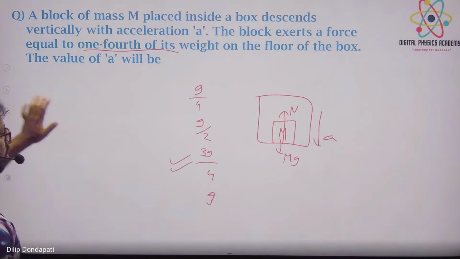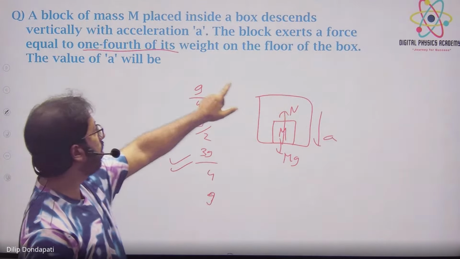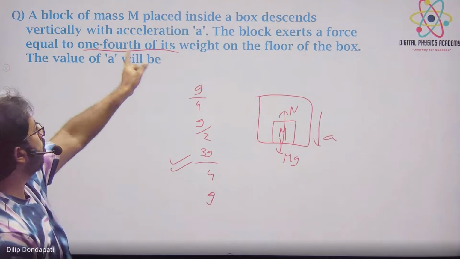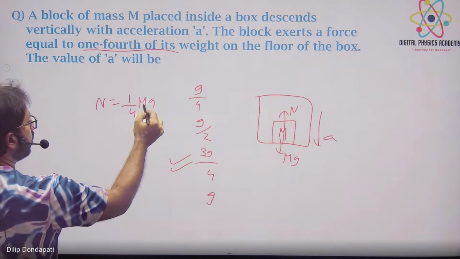So you know the equation, right? What is the equation? Simply mg minus N is equal to ma, but N is what? 1/4 of the weight. So N is equal to 1/4 of mg. Use this and you will be able to solve it.